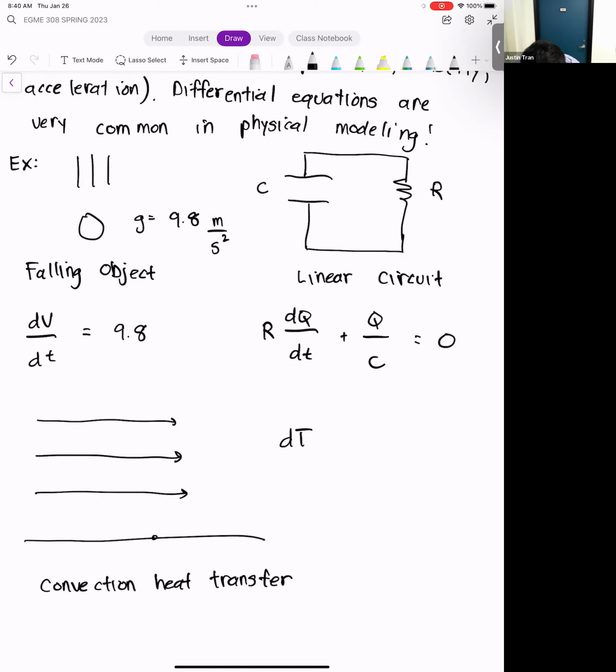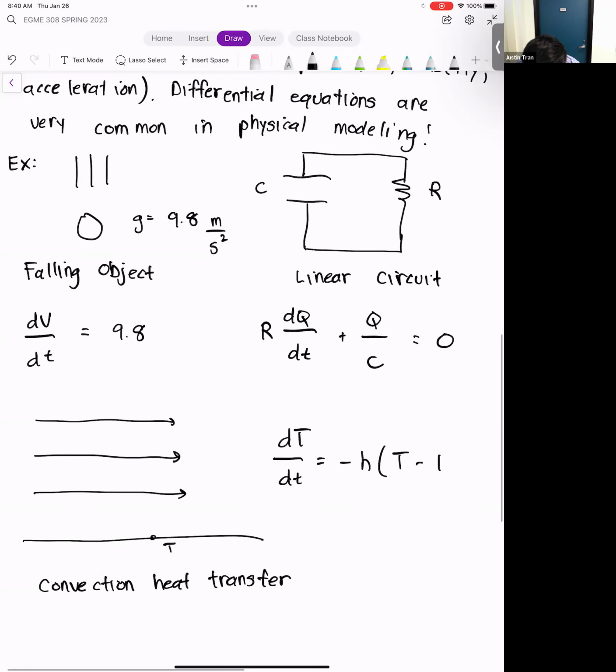So if we look at the surface temperature T, then the time derivative of the surface temperature T is equal to minus H times the temperature minus the ambient temperature. H is something called the convection coefficient, and that tells you how efficiently the fluid is heating or cooling the surface. And T infinity is the ambient temperature.